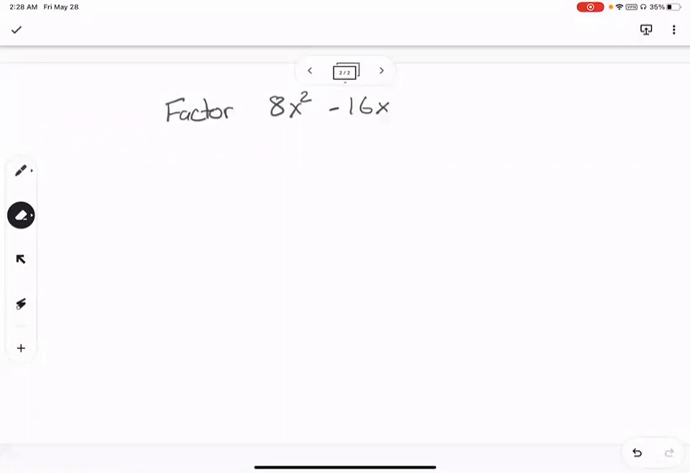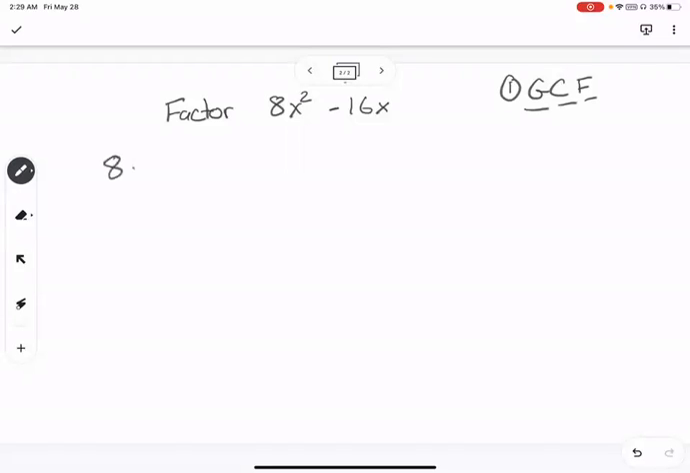So here we want to factor 8x to the second power minus 16x. We want to do the same thing we did before. The first thing we want to find is the greatest common factor of each of the terms. So we want to find what's the greatest factor that can divide into each of these terms. So let's see if we can figure that out.